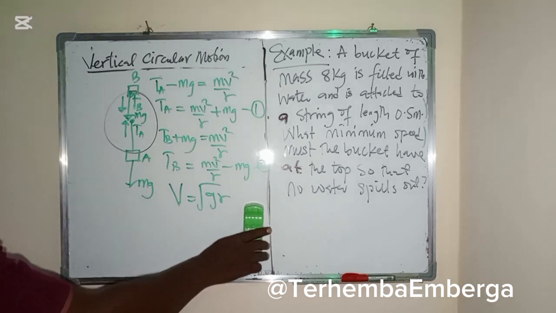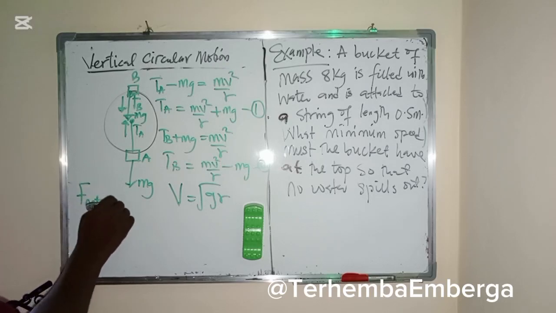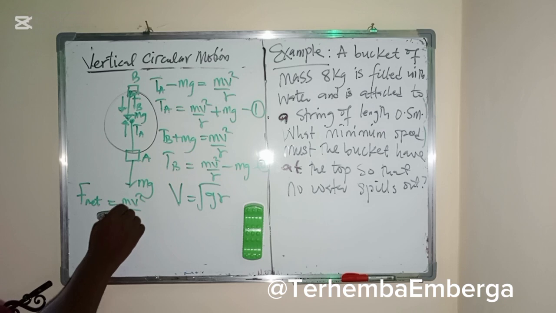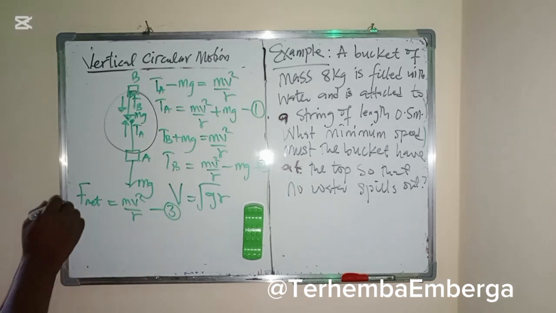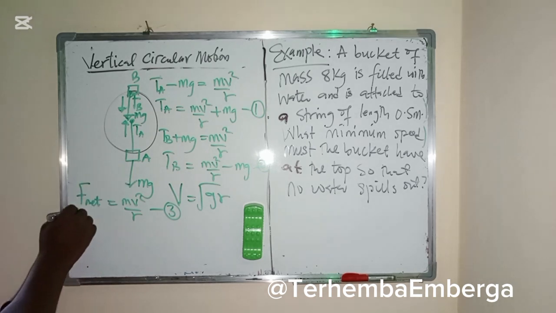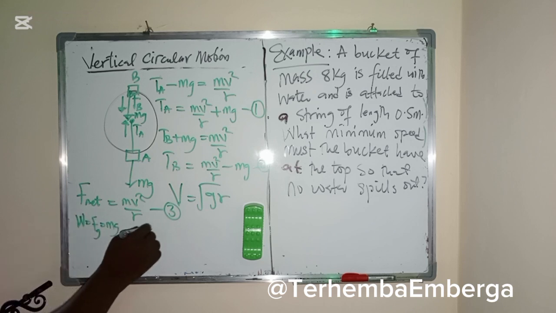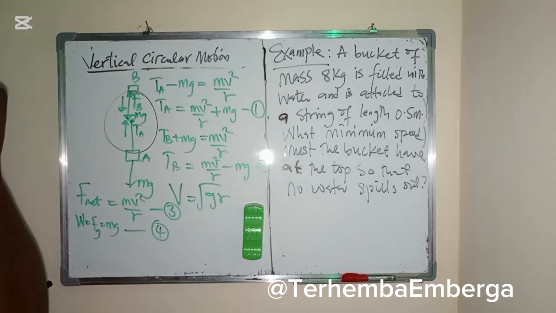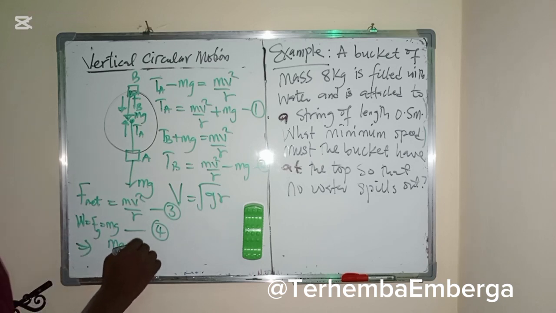Now, let's look at this. We have the net force equal to mv squared over r. Maybe this is equation 3. And the weight of the object in question is force equal to mg, and this is called equation 4. So by the time you equate equation 3 and 4, we'll have mg is equal to mv squared over r.